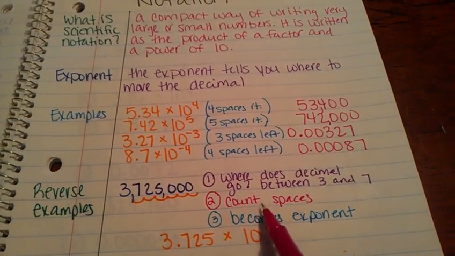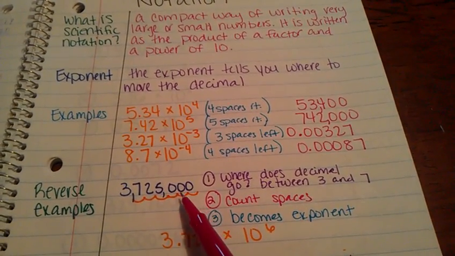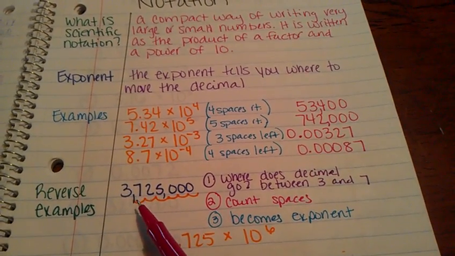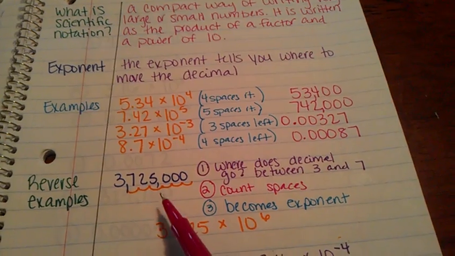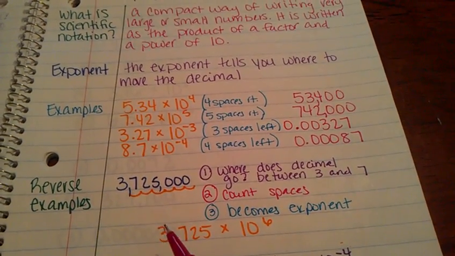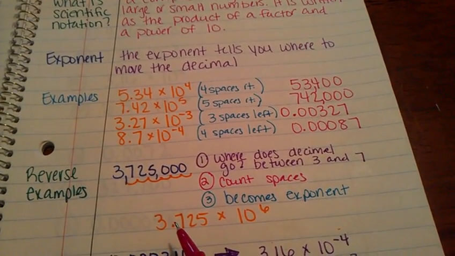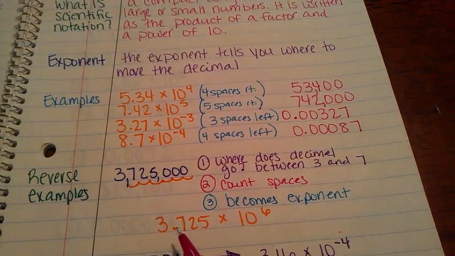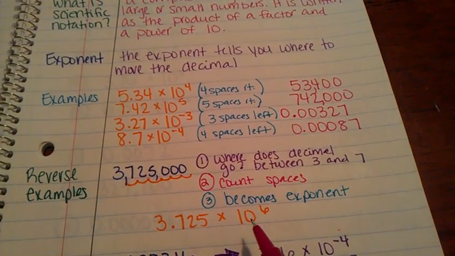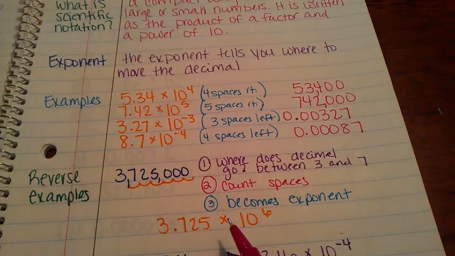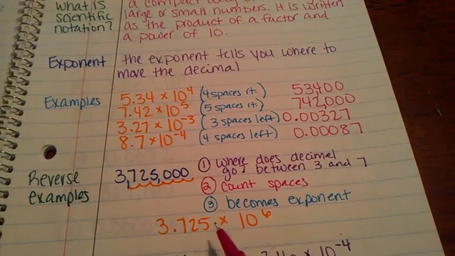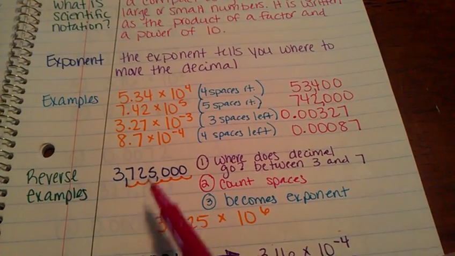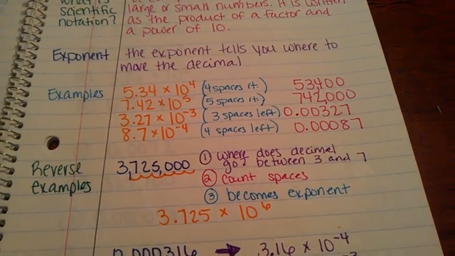Count how many spaces that is. 1, 2, 3, 4, 5, 6. 6 becomes your exponent, and it is positive because your number was greater than 1. So your scientific notation number is 3.725 times 10 to the 6. If you're ever confused about how to put it into scientific notation, once you do it, solve it this way and see if you ended up back with the same number that you started with.